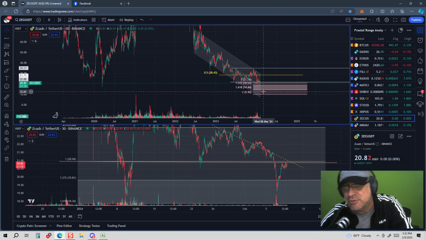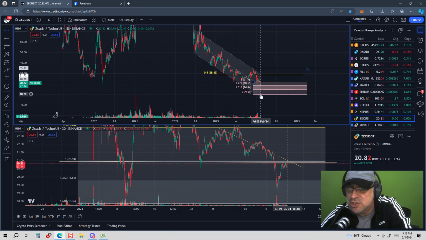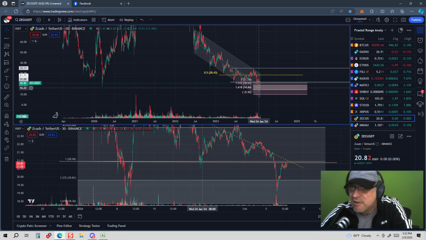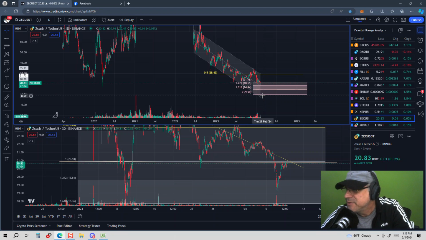And if Bitcoin breaks through and dumps to the bottom of this macro wedge that we just talked about, then I believe it'll pull Zcash down with it. So we may even see sub $14 before it's all said and done. Anyway, it's really exciting right now, and these are great buying opportunities.